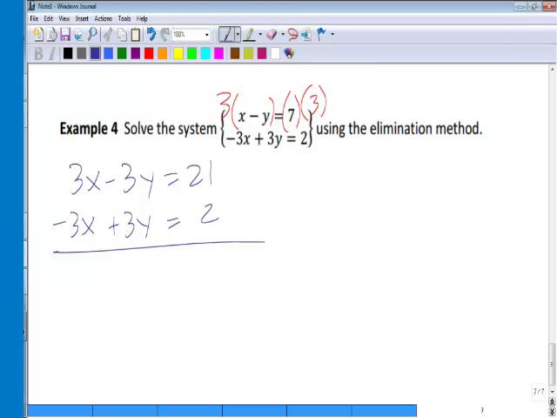And we add the two equations together. And we get 0x plus 0y, which is 0 by the way, equals 23. True or false? False. Which would seem to indicate what? Inconsistent. No solutions. Inconsistent system, no solutions.